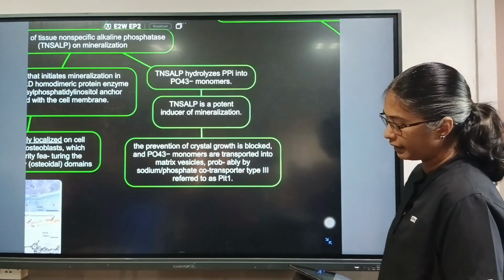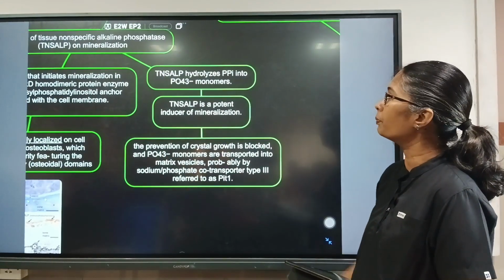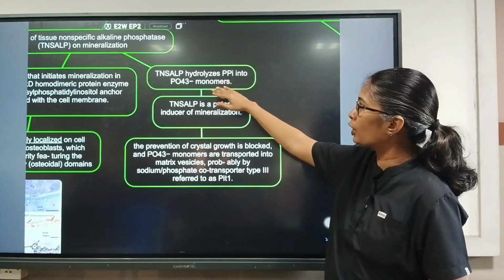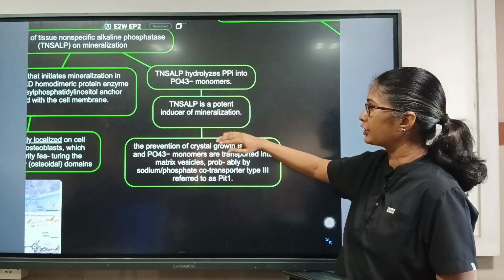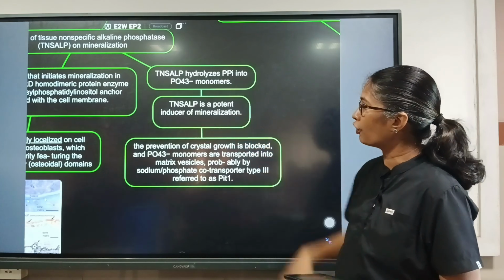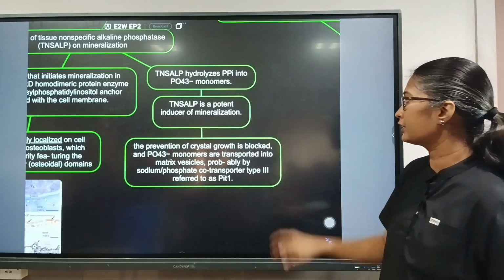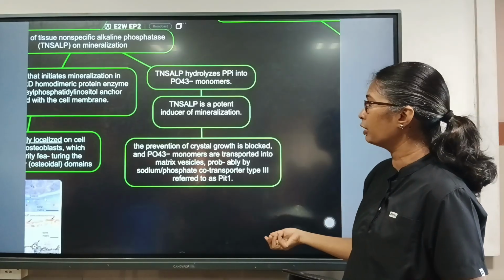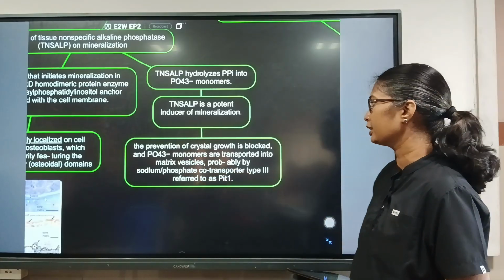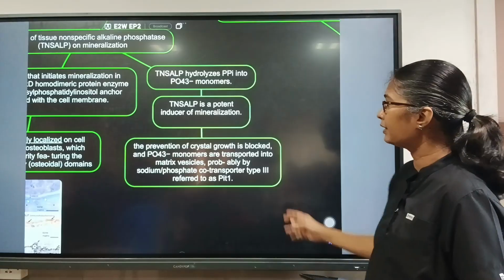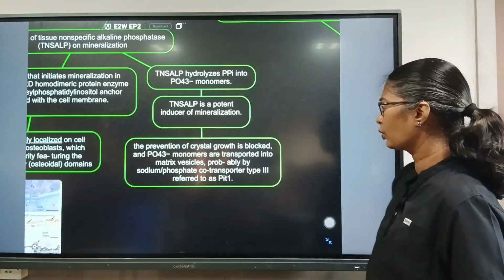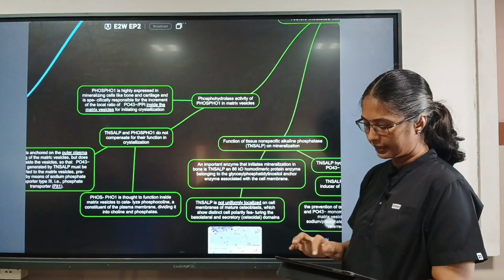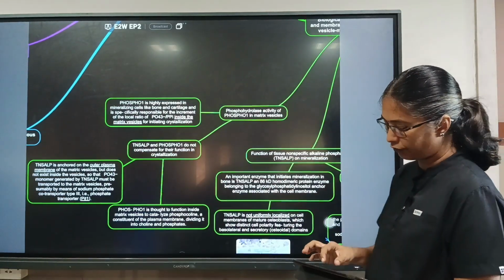TNSALP hydrolyzes the PPi into phosphate monomers. This is how from PPi, which is an inhibitor, the phosphate monomers are formed to promote mineralization. It is a potent inducer of mineralization, and the prevention of crystal growth is blocked, which means mineralization is stimulated. The phosphate monomers are transported into the matrix vesicles by PiT1, which is the co-transporter of sodium and phosphate.